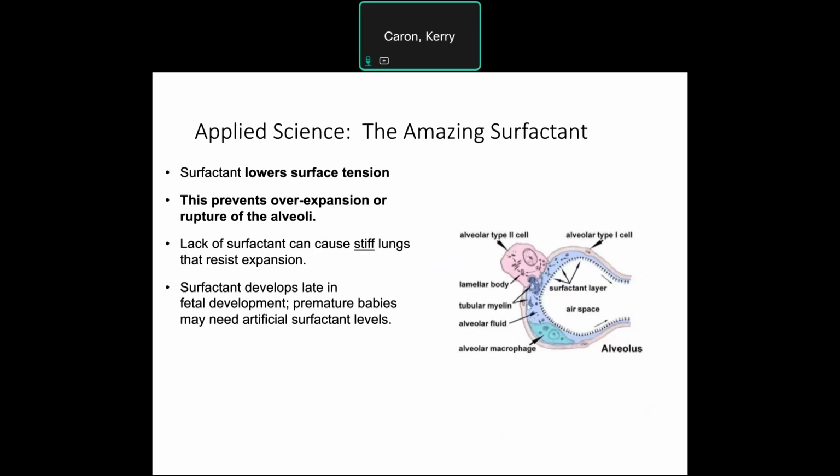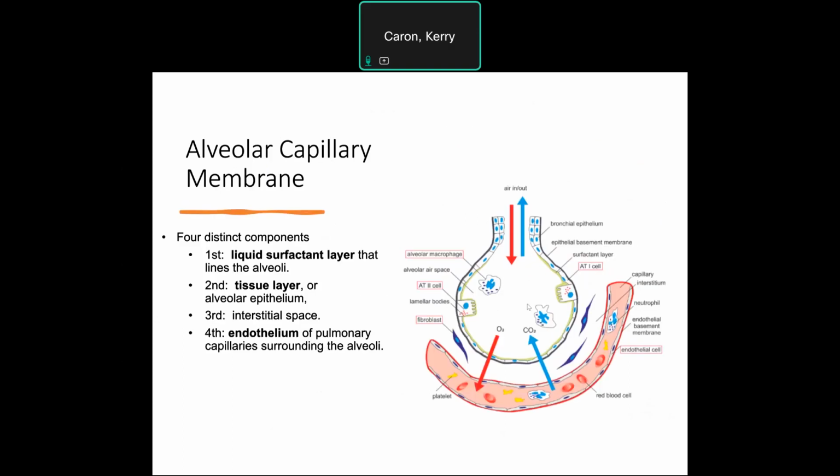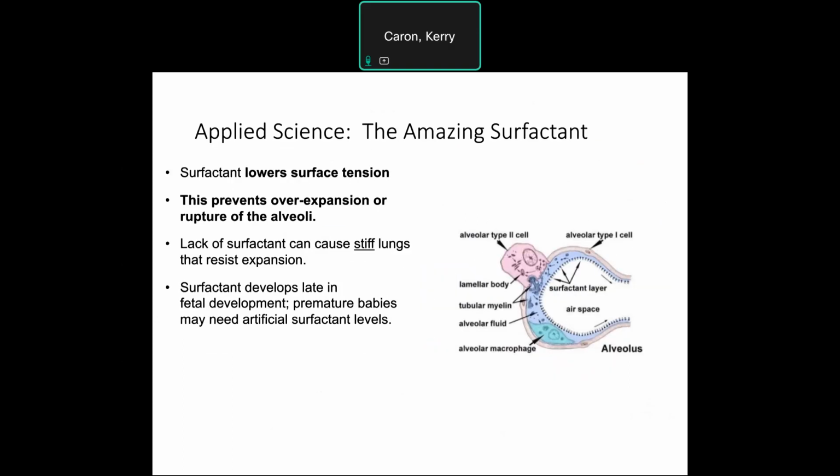I mentioned surfactant. That was in the first layer. This is very, very important, surfactant. Surfactant lowers surface tension. So it prevents us from overexpanding like a balloon and rupturing the alveoli. If you don't have surfactant, you have stiff lungs and they don't expand, they resist expansion, and they can rupture.